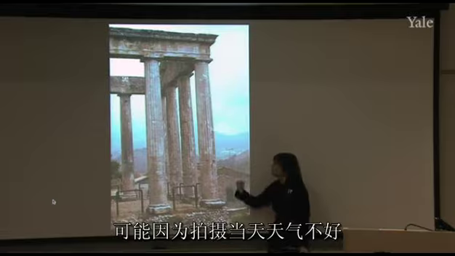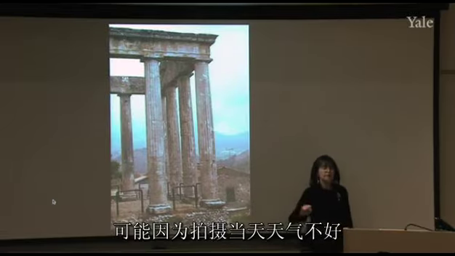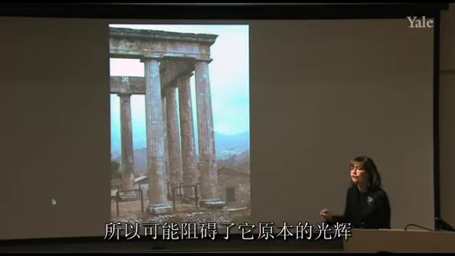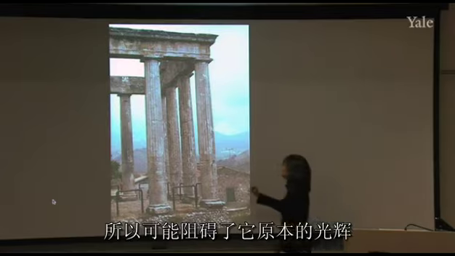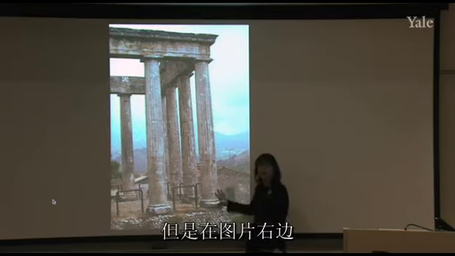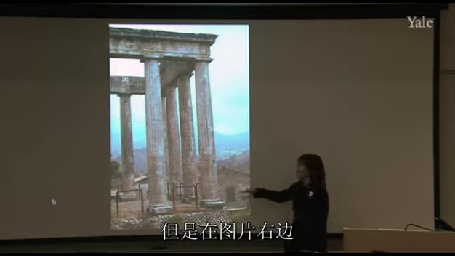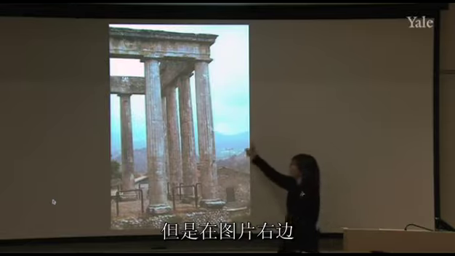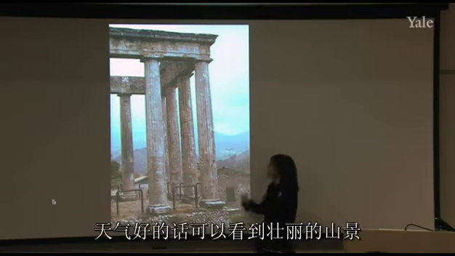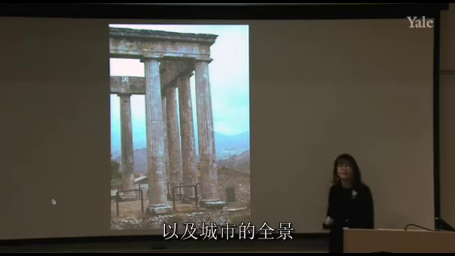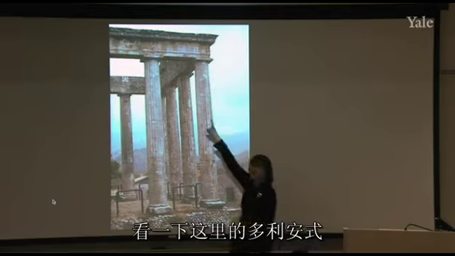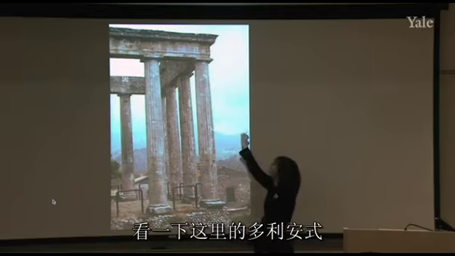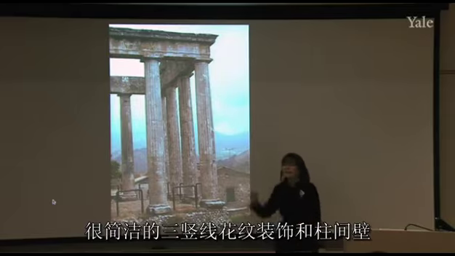I took this on a very gray day, so you don't get the sense of the glory of what it can look like up there, but you get some sense of its situation right at the edge, with a spectacular panorama, on a beautiful day, of the other mountains in this area and of the hill town itself. And here we can see the Doric order better, very simple, with the so-called triglyphs and metopes.